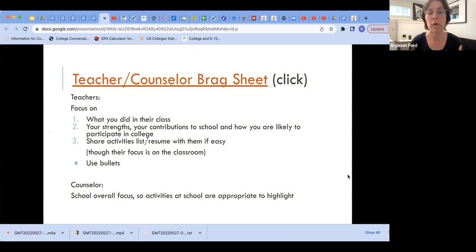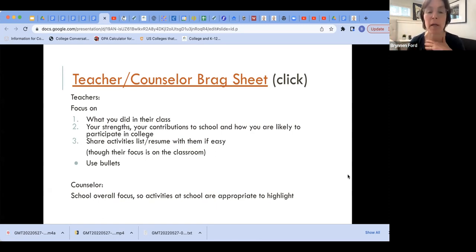And the teacher letter focuses on what's happening for you in class, how you show up in class, what particular projects you work on, how you participate, maybe the quality of your writing. It depends, but how you show up in those micro interactions, and forecasting how you are likely to participate in the college classroom. So that's the difference between the two letters or brag sheets or whatever.